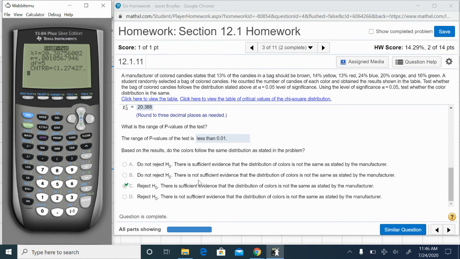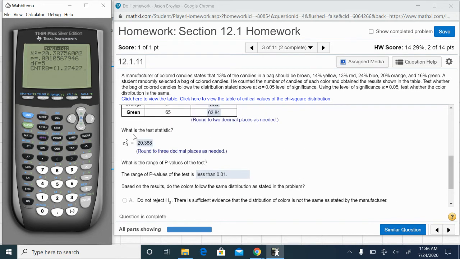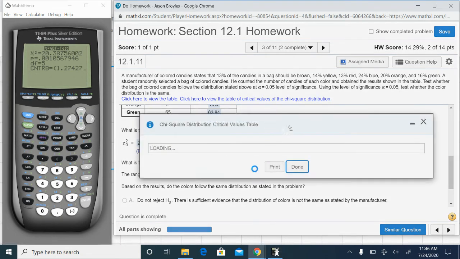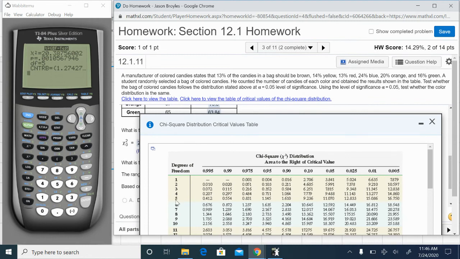So I want to show you these two. A test statistic of 20.388. Let me write that down. And we have an alpha here of 0.05. Let me go look up the critical value. So here's our table of critical values. We have a degrees of freedom is 5, and our alpha is 0.05. So we have a critical value right here of 11.070.